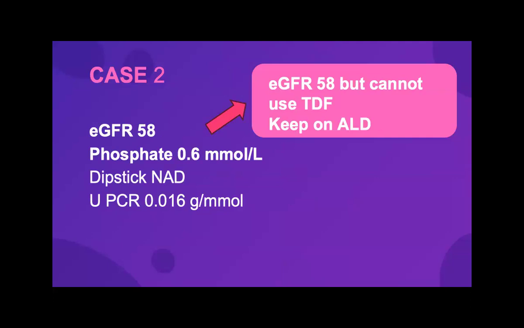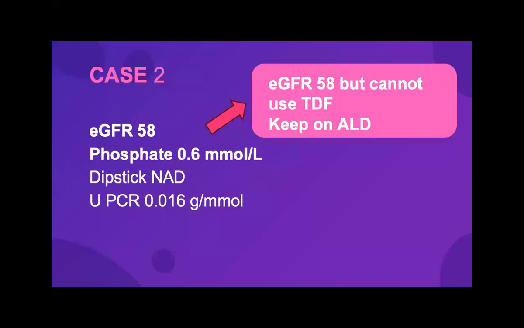Her EGFR is now improved to 58. Her phosphate is a bit low at 0.6. Her dipstick was NAD, and her urine PCR showed normal to mild increased proteinuria at 0.016. So based on review of your EGFR trend and investigations, at this point, you can decide if you think tenofovir toxicity is likely or not. Like in this case, the EGFR recovered and there's this low phosphate that could indicate tubular dysfunction.